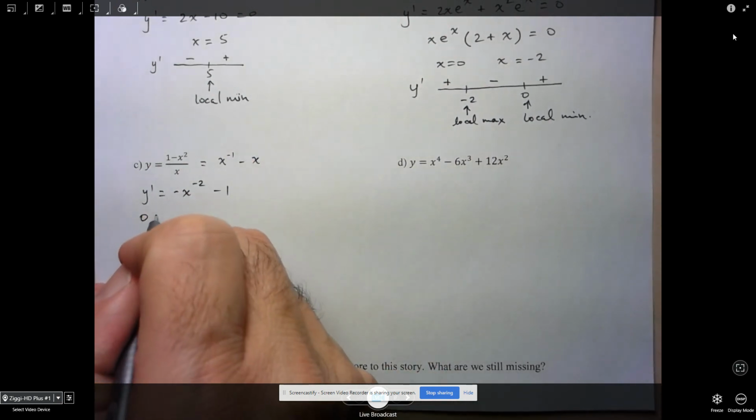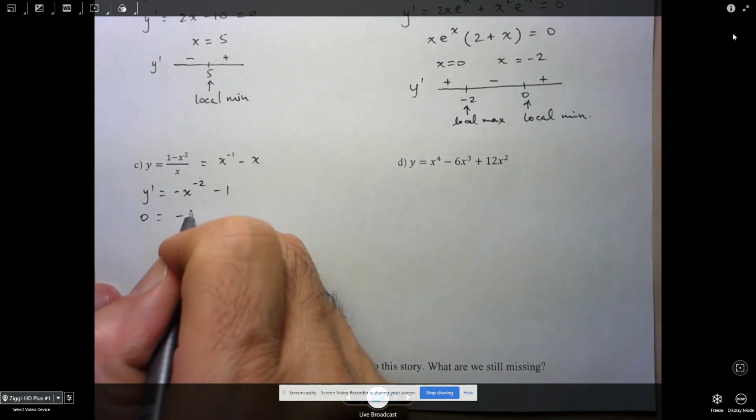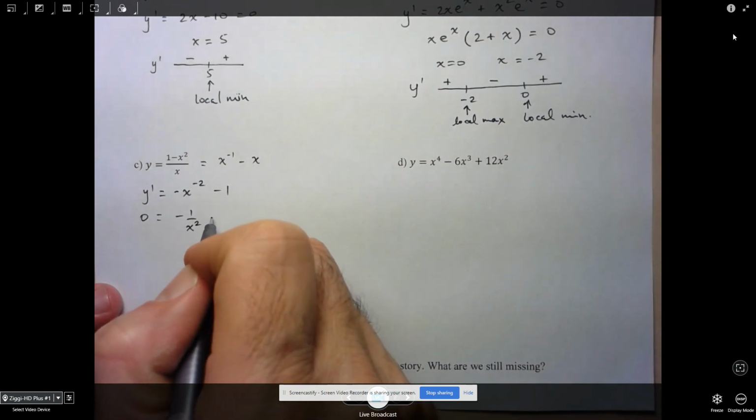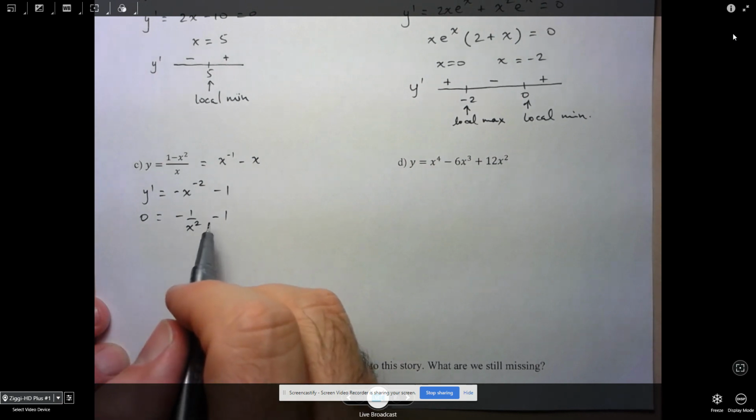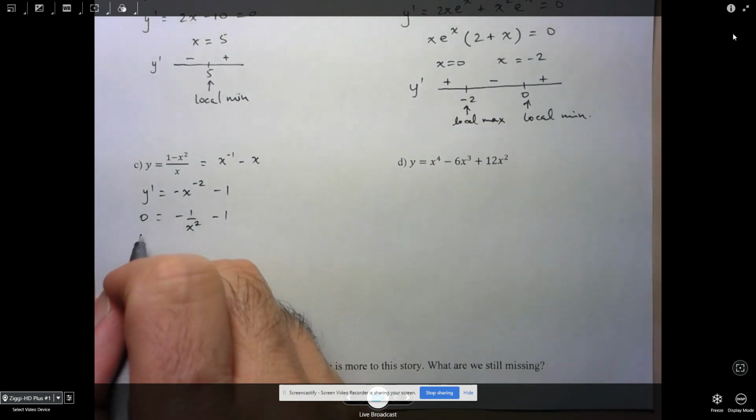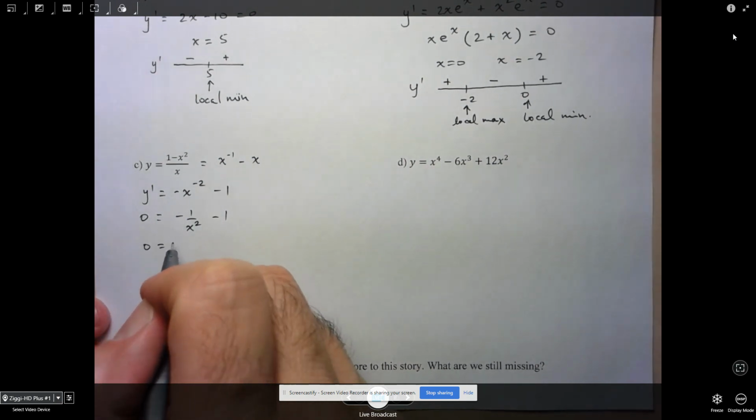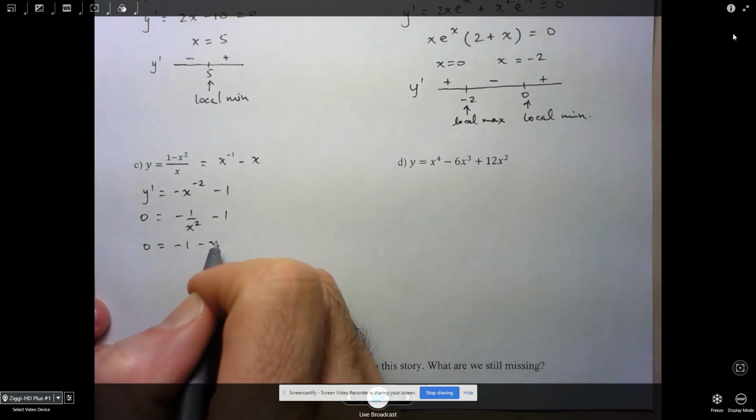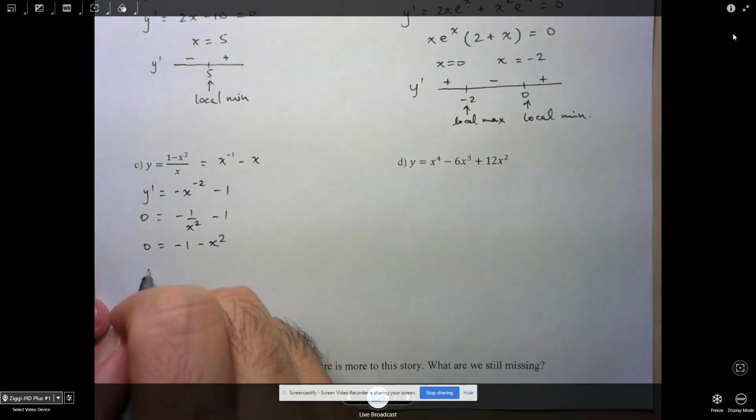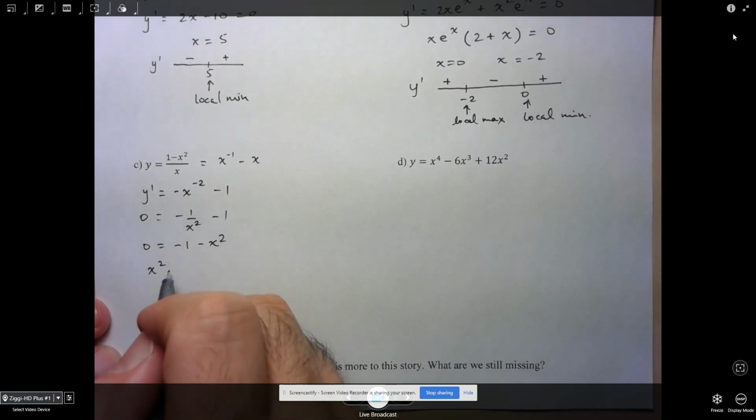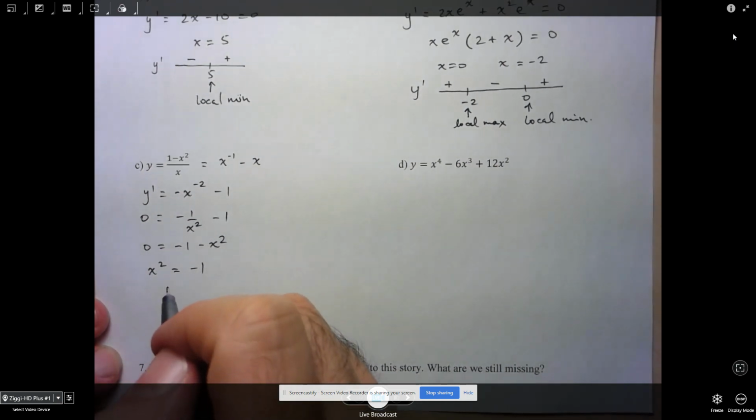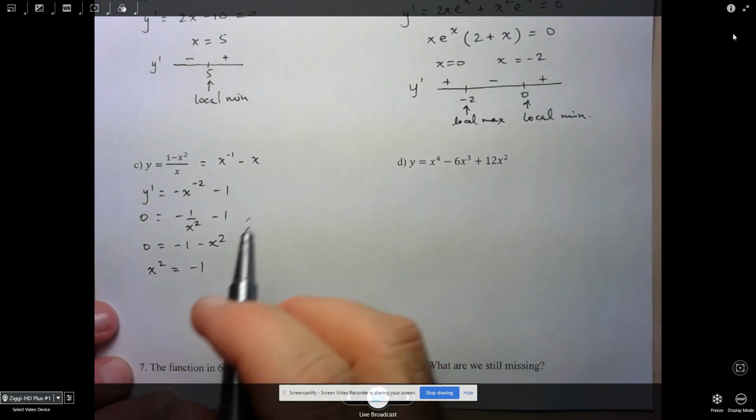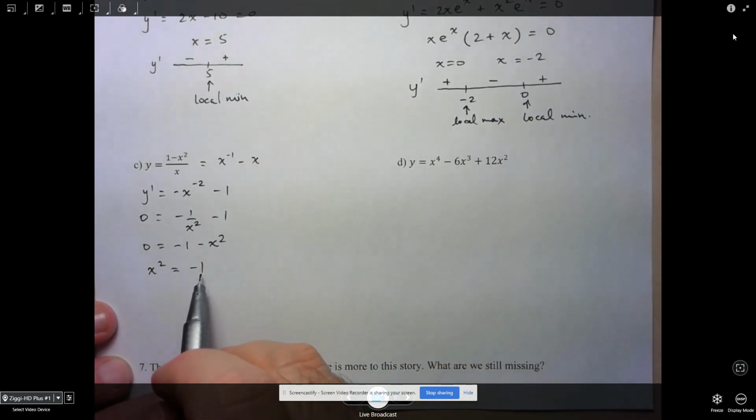So again, I want the derivative to be equal to 0. So this is negative 1 over x squared minus 1. Multiply both sides by x squared. So this still remains 0. And I just have negative 1 minus x squared. But when I try to solve this, I get x squared equals negative 1. So this has no solution.